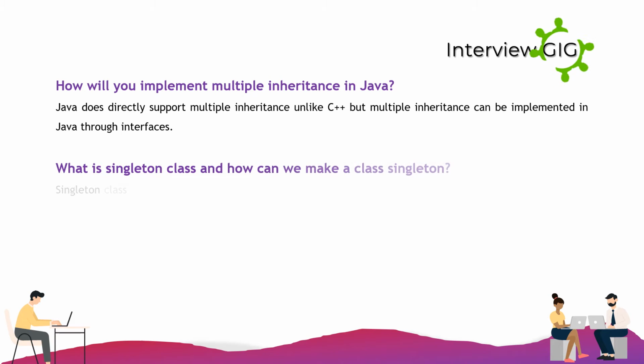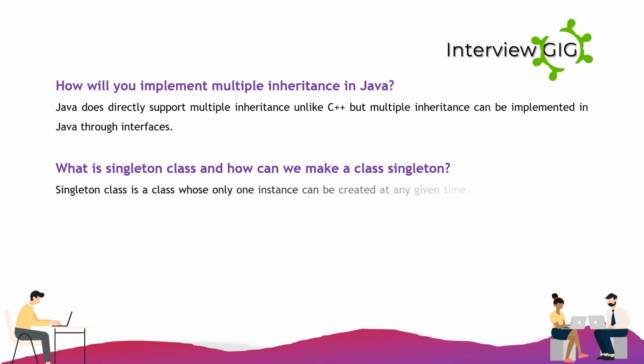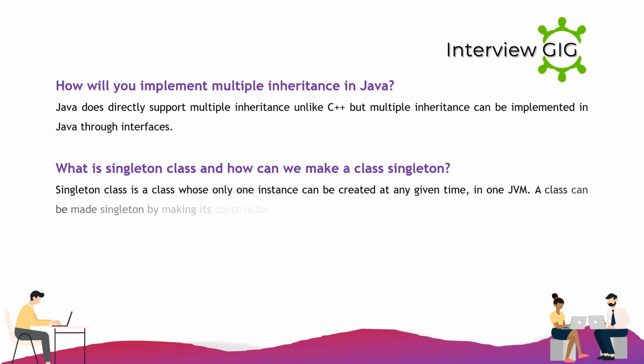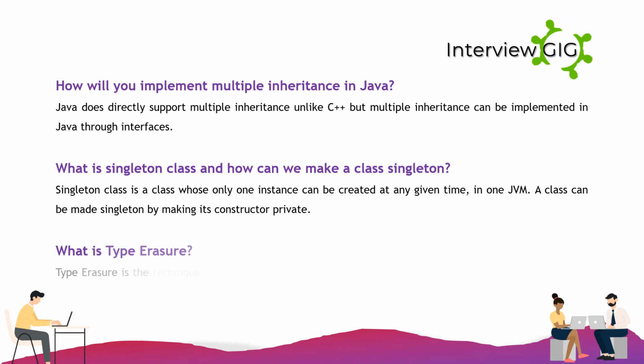What is a singleton class and how can we make a class singleton? A singleton class is a class whose only one instance can be created at any given time, in one JVM. A class can be made singleton by making its constructor private.